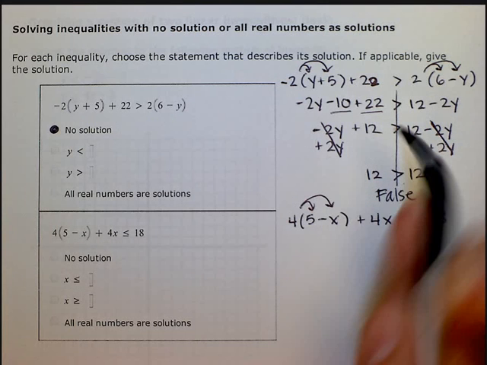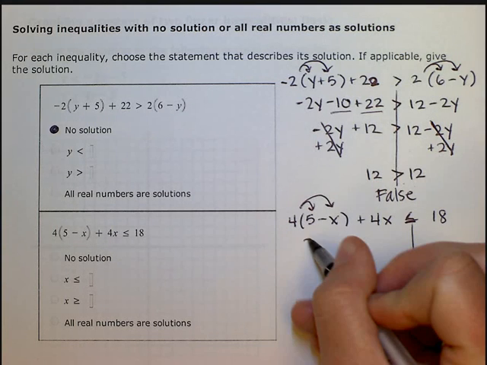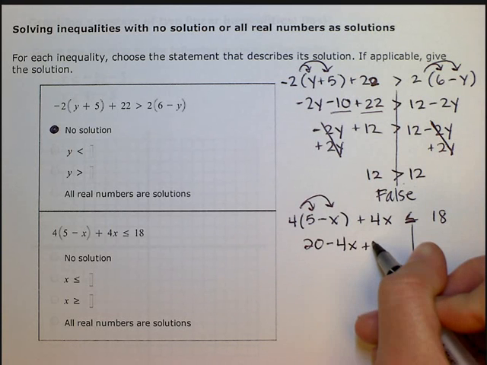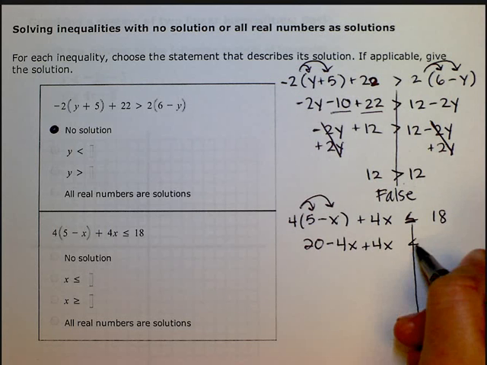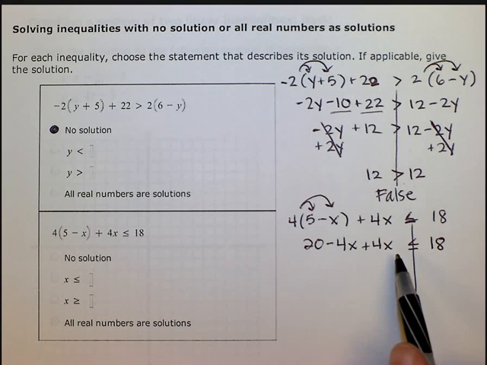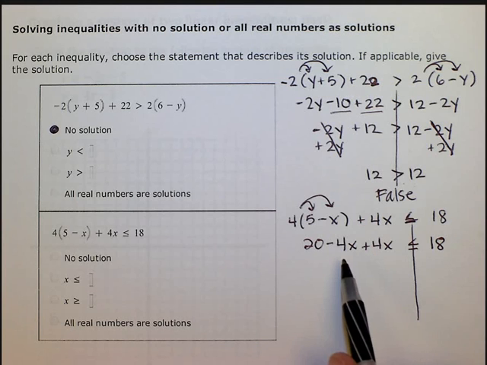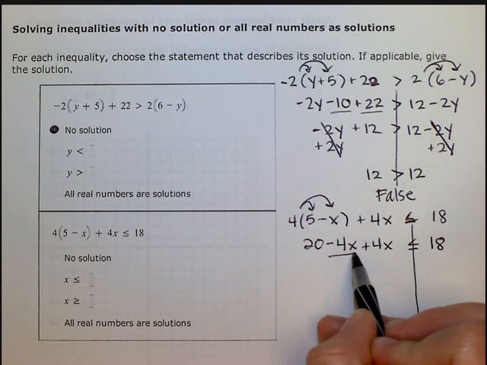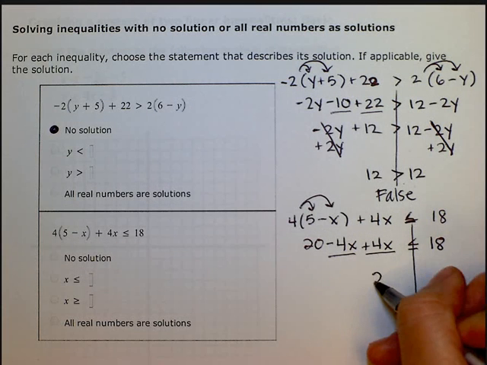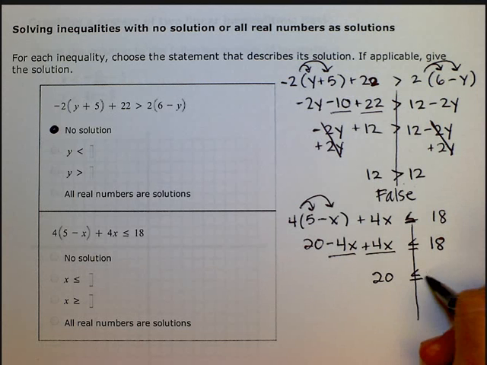So I have 4 times 5, which is 20, minus 4x plus 4x, which is less than or equal to 18. Again, I see on my left side that I have two terms that are similar that I can combine. That's negative 4x and positive 4x. So negative 4x plus 4x is 0. So I get 20 is less than or equal to 18.